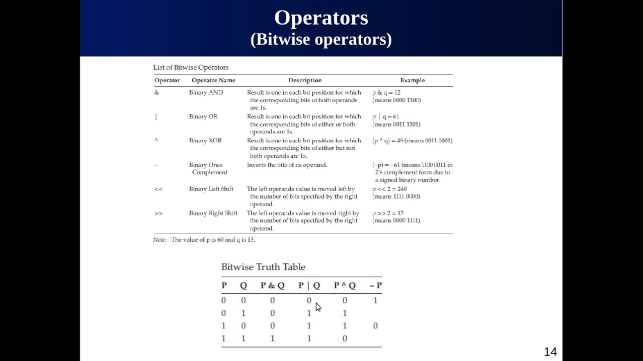And finally, we have the binary ones complement, which is like the NOT operator. It will convert the value 0 to the value 1 and the value 1 to the value 0. We also have binary left shift and binary right shift. The binary left shift operator will shift the two leftmost bits to the other end, while the binary right shift operator will shift the two rightmost bits to the other end. I'm saying 2 bits, but actually you have to specify the number of bits that you want to shift. Today we are dealing with binary digits, so that is why I say the word 2.